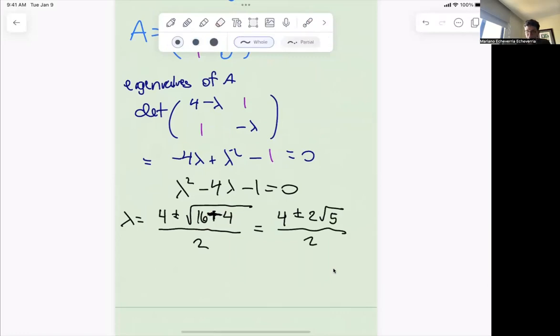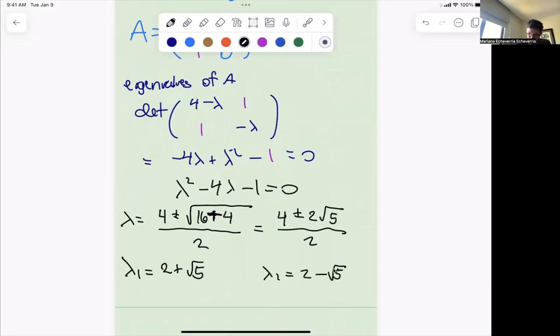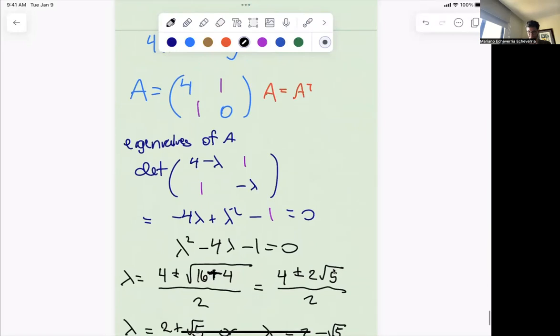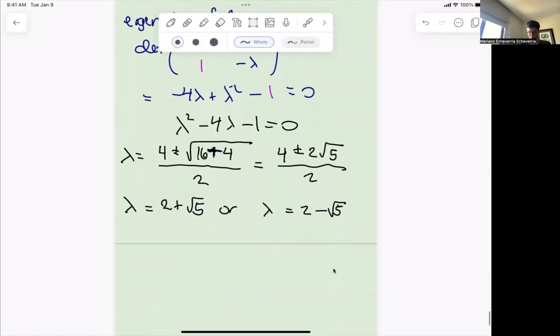So the first eigenvalue is going to be 2 plus root of 5. It's not that bad. And the second eigenvalue is 2 minus root of 5. So one eigenvalue is with a positive sign and the other eigenvalue is with a negative sign. So lambda equals 2 plus root of 5, or lambda equals 2 minus root of 5. And so let's find the eigenvectors.